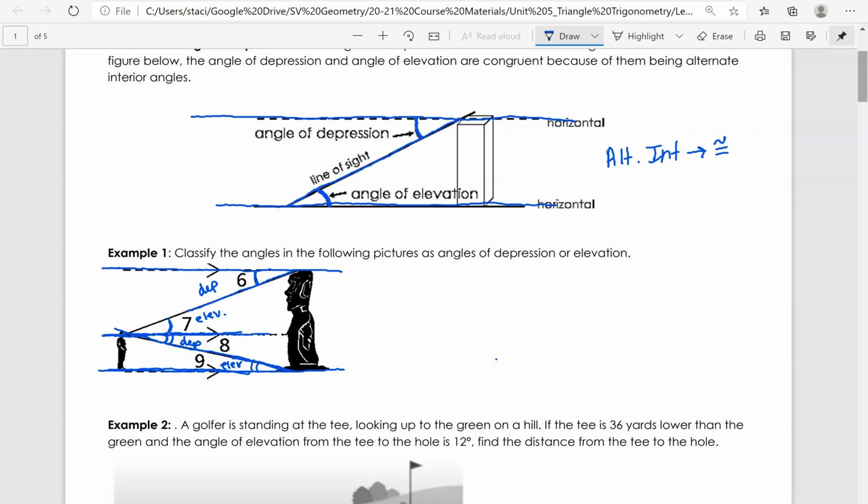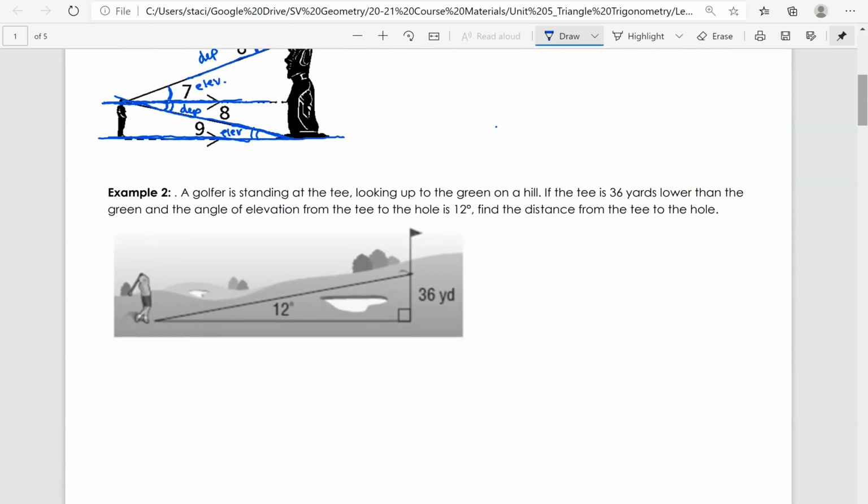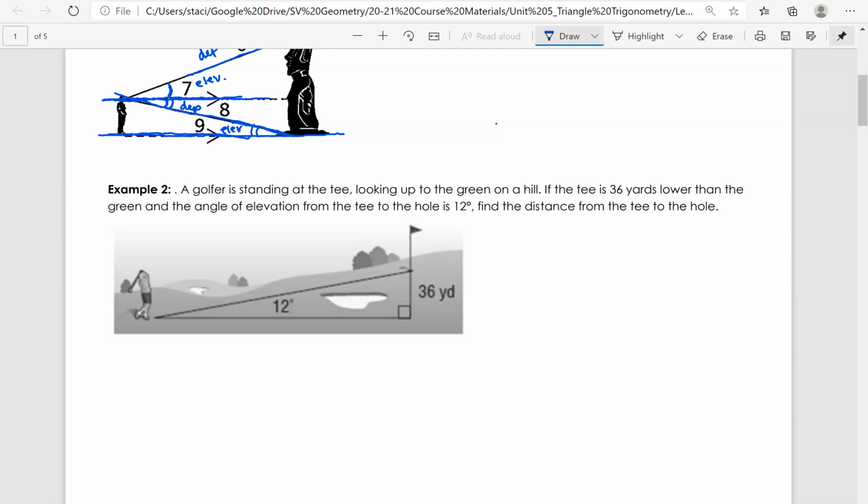Okay, so let's start applying some problems and actually do some right triangle trig equations. For example 2, it says a golfer is standing at a tee and he's looking up to a green on a hill. If the tee is 36 yards lower than the green, so this right here, and the angle of elevation from the tee, so the tee is going to be over here, to the hole is 12 degrees. So this angle here is 12. The question is, find the distance from the tee to the hole, and here's the hole. So I'm being asked to find this distance right here.